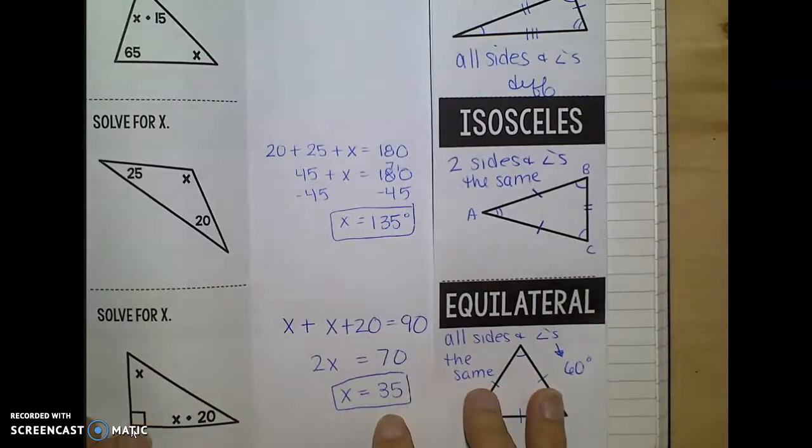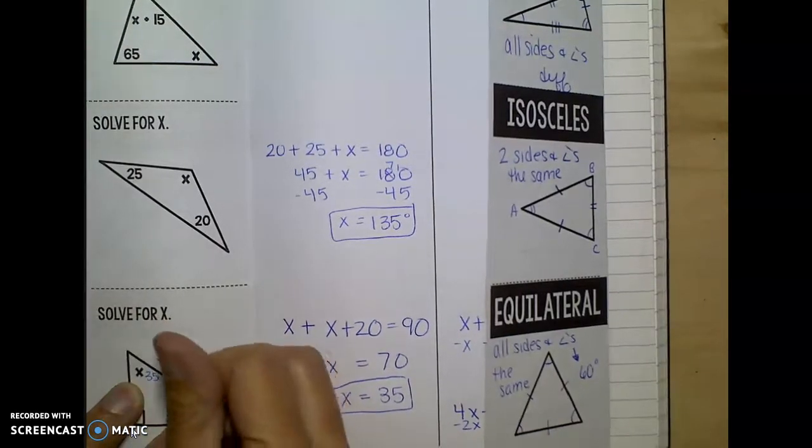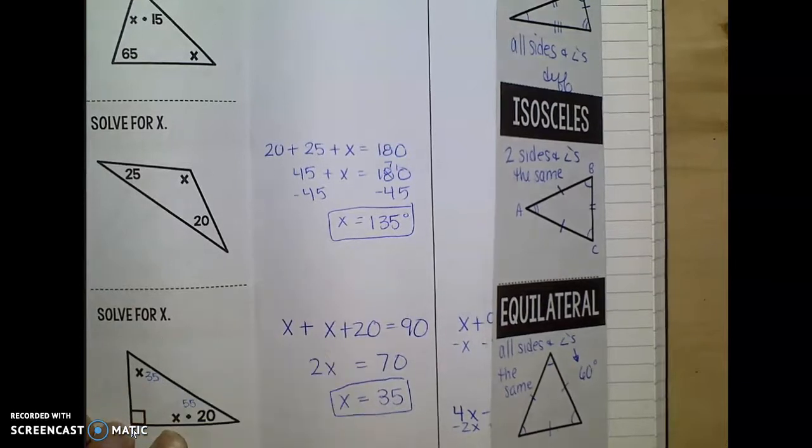The other thing to think about down here too, this would be scalene, because this angle up here would be 35 degrees, and this one down here would be 55. So that's kind of a fun fact.